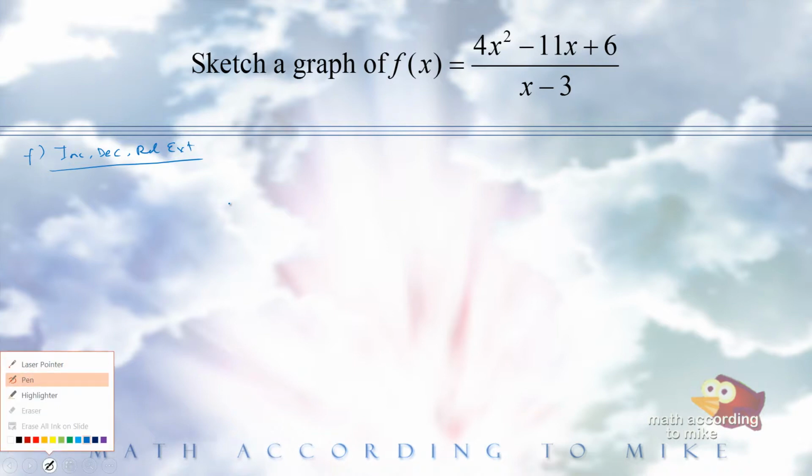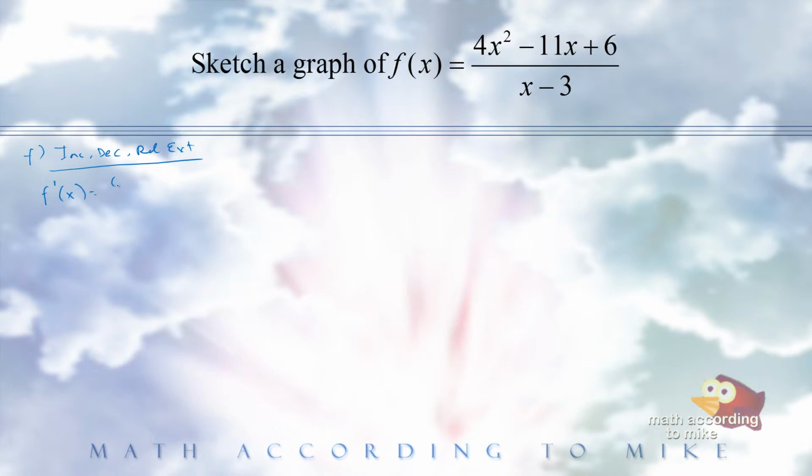Okay, so we have to take the first derivative. Sing the song: low d high minus high d low, all over low squared.